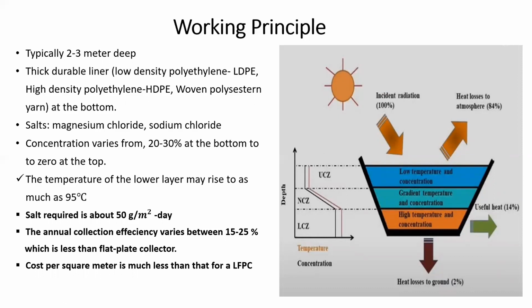Usually a solar pond is 2 to 3 meters in depth, with a thick durable liner at the bottom. Salts such as magnesium chloride or sodium chloride can be used, and the concentration varies from 20 to 30% at the bottom to 0 at the top. The temperature of the lower layer may rise to as much as 95 degrees Celsius, and the salt required is about 50 grams per meter square per day.